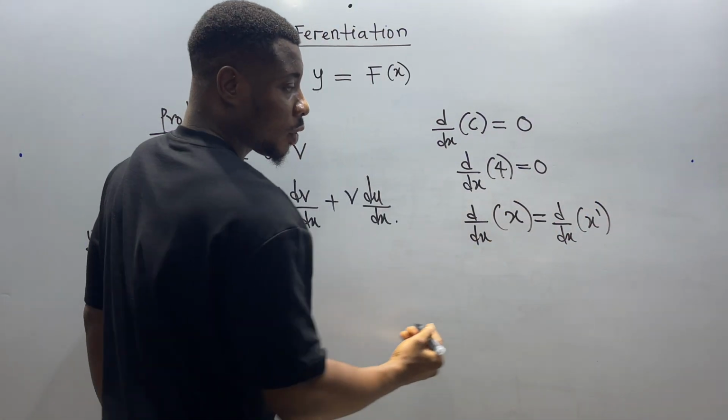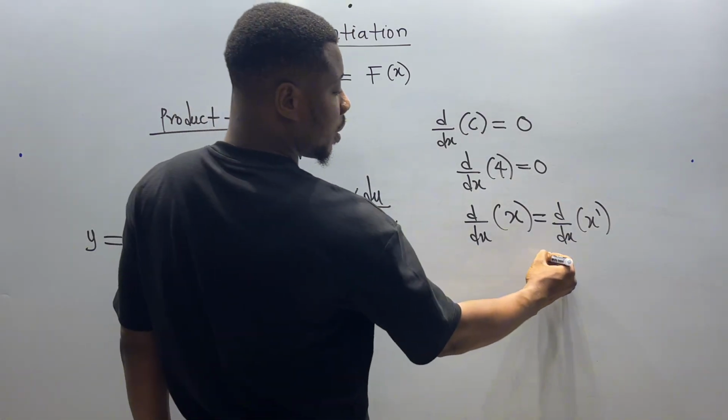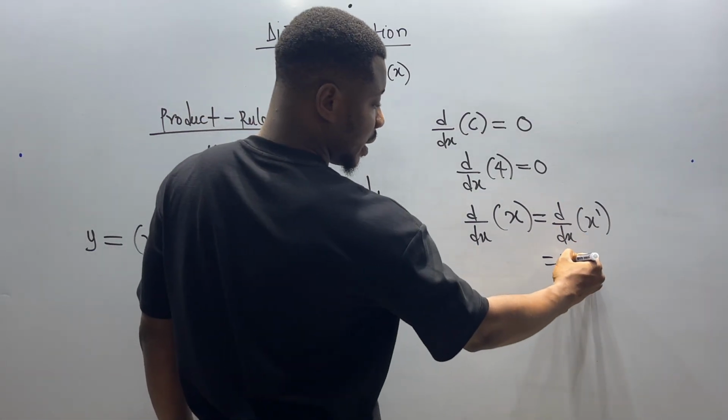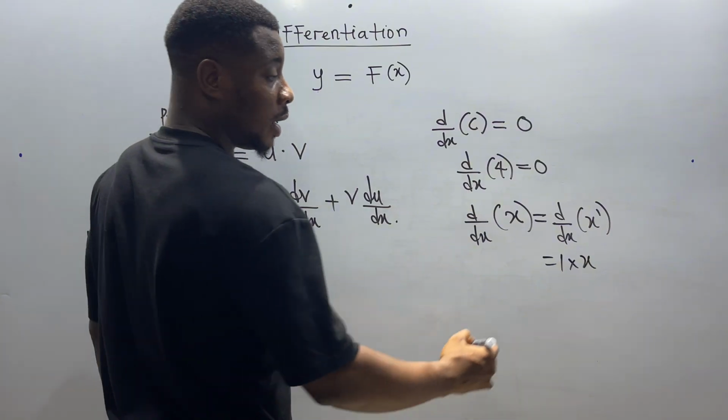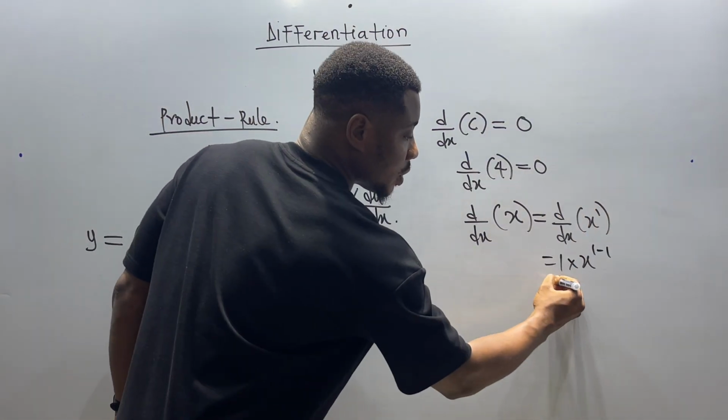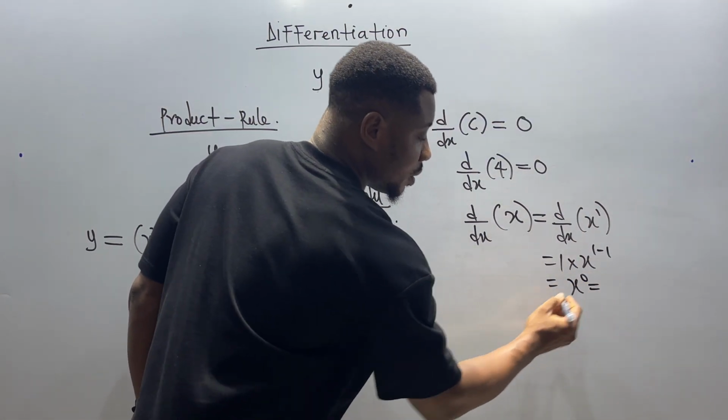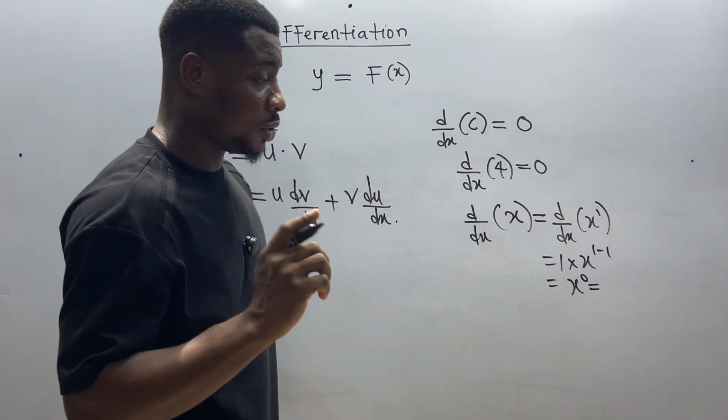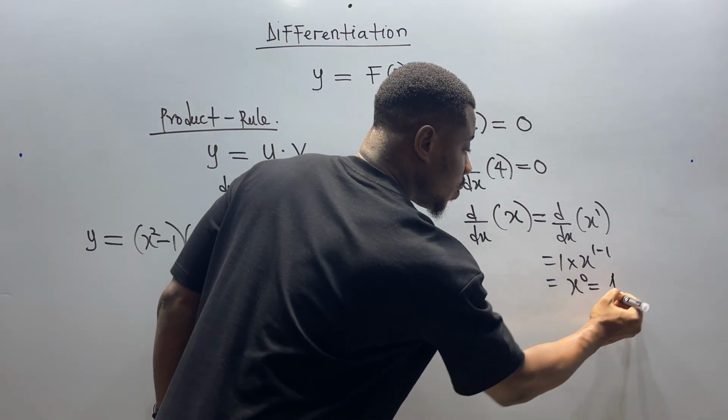The power is 1. Take note of that. So definitely the power comes down. Power comes down, 1. Write this again, times x. We remove 1 from the power, that is 1 minus 1. So this gives us x raised to power 0. And in indices, anything raised to power 0 is 1. So the answer is 1 from here.